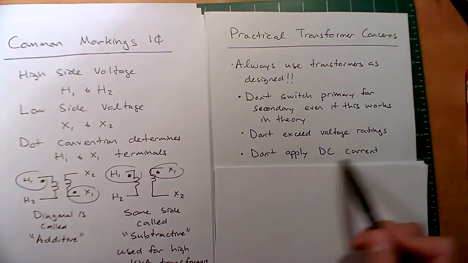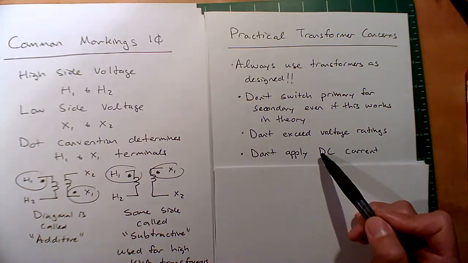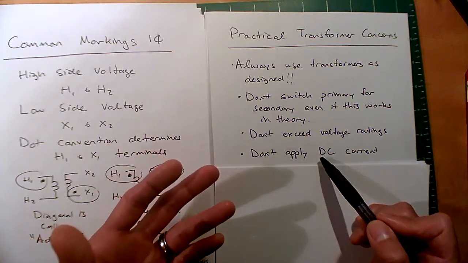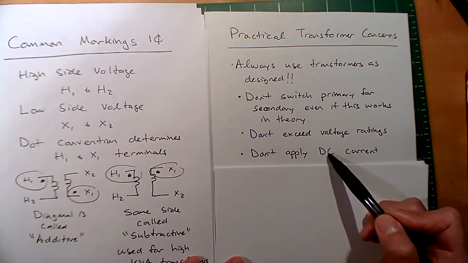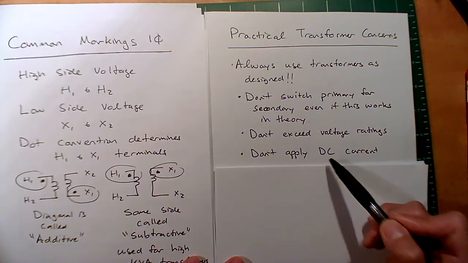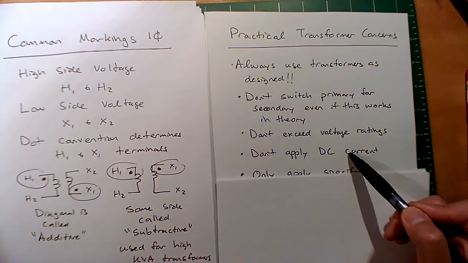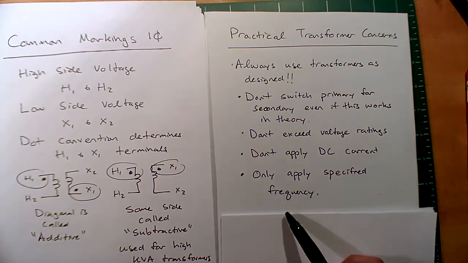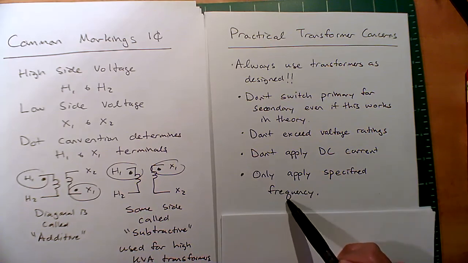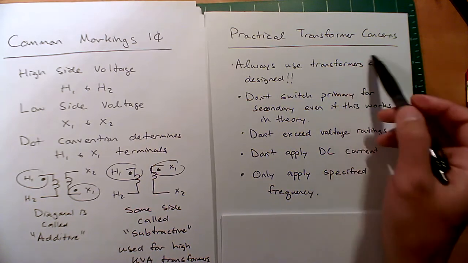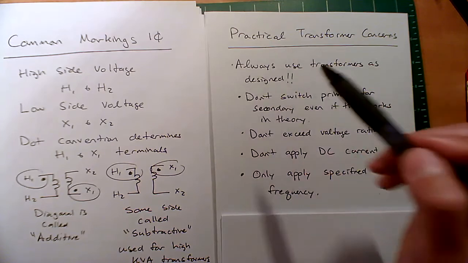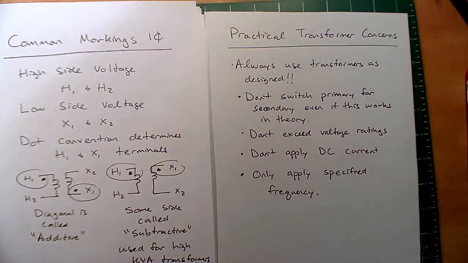Also, don't apply significant DC current. There's a certain amount of impedance, which is AC resistance, that is supported by these transformers. If you supply DC current, or a significant amount, it'll allow a lot of current to flow, and that could be bad, damaging the transformer. And the last thing is only apply the specified frequency of voltage, right? If you supply too low or too high a frequency, again, you could damage the transformer. So whenever using transformers, read the spec and use it as designed.